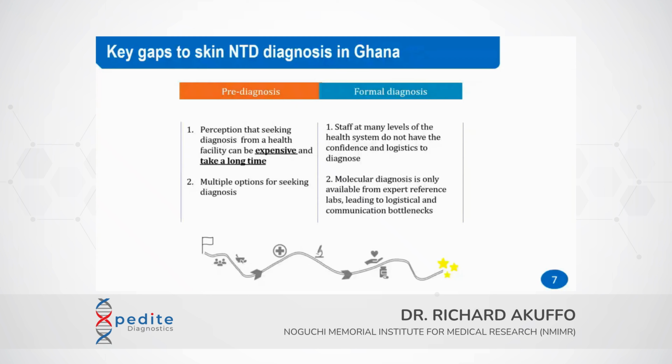So when they have to have samples sent to the lab and wait for the results to come back, it feels like a long time. The cost is both direct and indirect, in terms of the transportation to go to the place and the number of times they have to go to the facility to receive the diagnosis. These are all considered expensive when they compare this with the other options they have, like going for herbal treatment or traditional care. So the issue of multiple options also plays out.